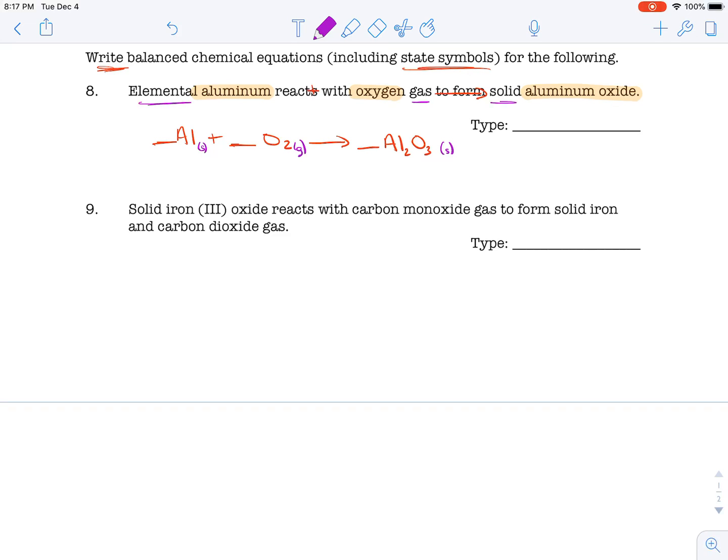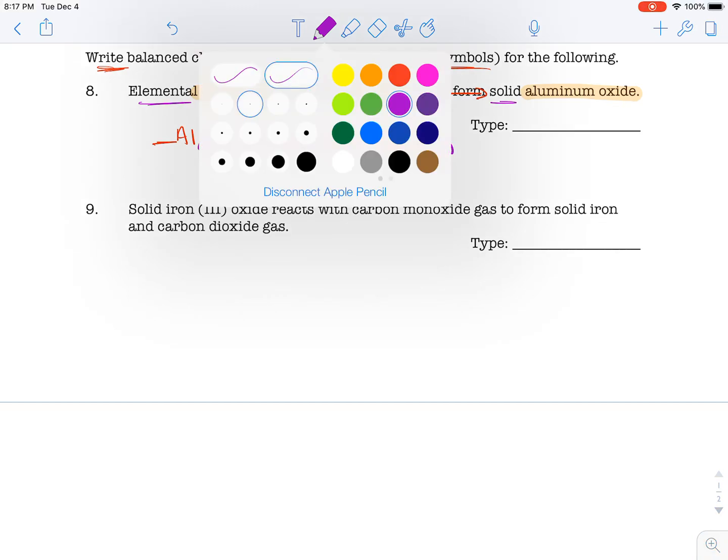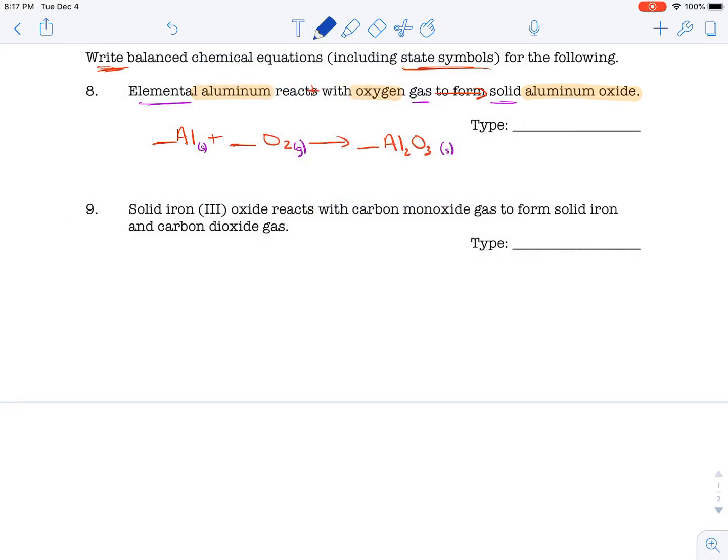So that was step 2, translate to state symbols, and that's what's given to us in the problem, if you will. And our last step is to go back and balance, so we'll finish this in blue. If we start with our Als, we can do that, which is what it tells us to do. We have 2 Als on this side, and we need 2, so we're going to put a 2 right there.